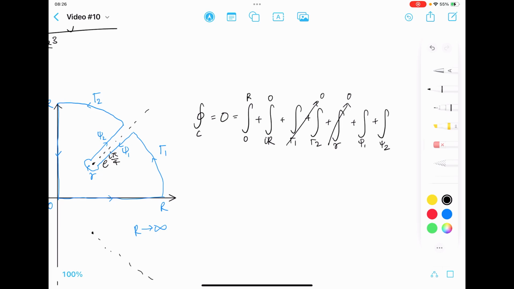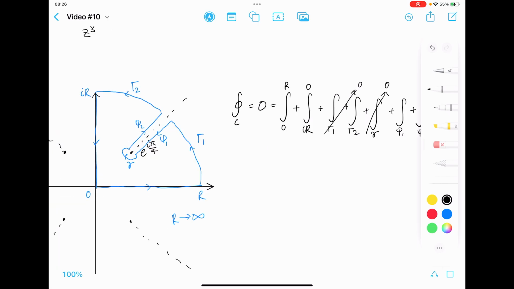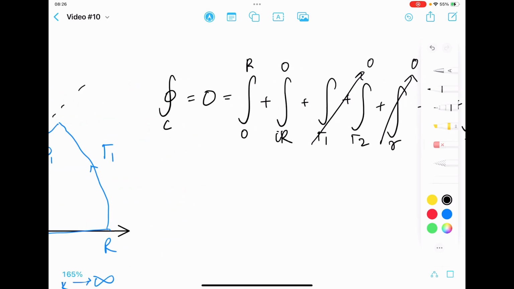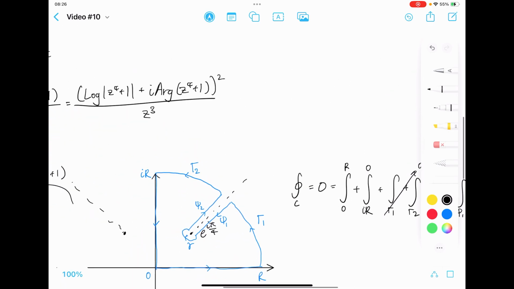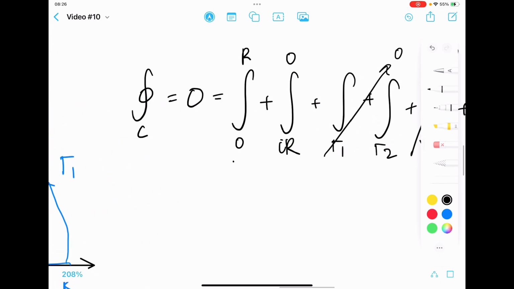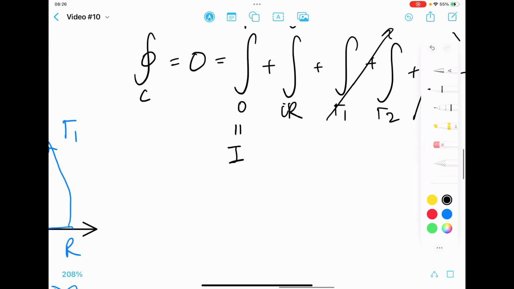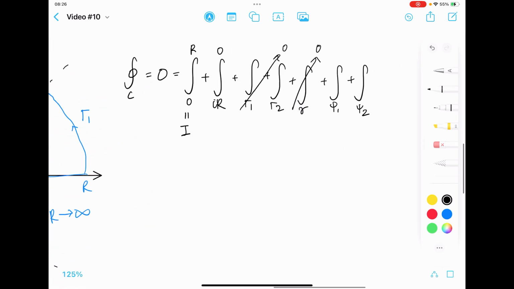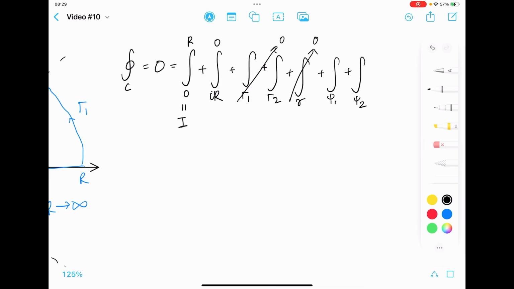And let's worry about iR to 0 first. Well, no, 0 to r first, because when we let r tend to infinity, that's just going to be equal to I. So that first integral is going to be equal to I. Now let's figure out what iR to 0 should be. So let's write that down.